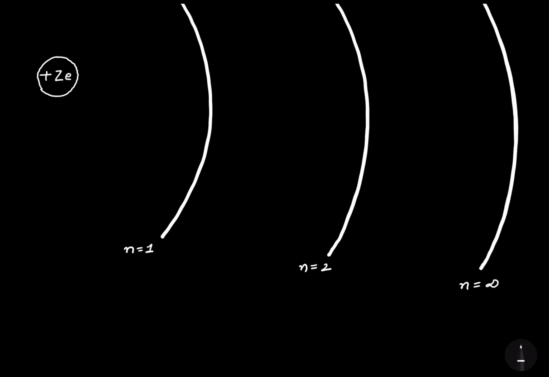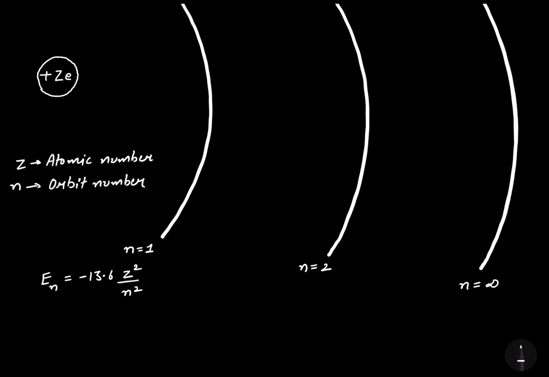So now let's first of all calculate the energy of the first orbit, the second orbit, and the orbit which is infinity distance away from the nucleus. Now in the previous lecture, I derived the formula for the energy of an electron in the orbit, and that formula was energy of nth orbit is equal to minus 13.6 Z square by n square, where Z was my atomic number, and n was the orbit number. As we all know, as the orbit number increases, the energy of that orbit also increases.